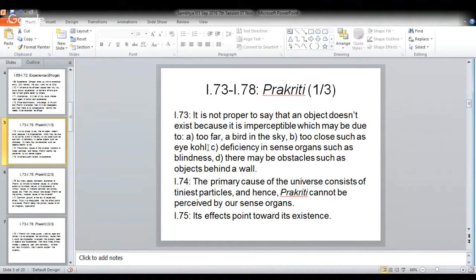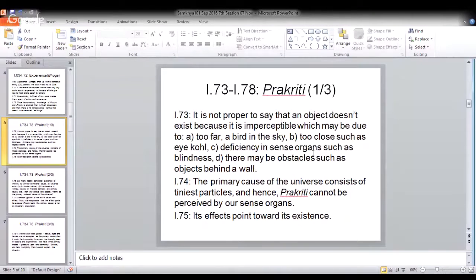If I apply eye mascara and some kind of black pencil on my eyes, that is not visible to me because it is so close to my eyes. Sometimes there is a deficiency in a sense organ, say blindness. If somebody is blind, you cannot see an object, though the object exists in front of you. And sometimes there may be obstacles between you and the object. Say there is a wall. So I cannot see so many objects that are behind this wall. So he's offering four possible factors that an object may be existing, but simply because it is not perceptible to you, you cannot deny its existence.